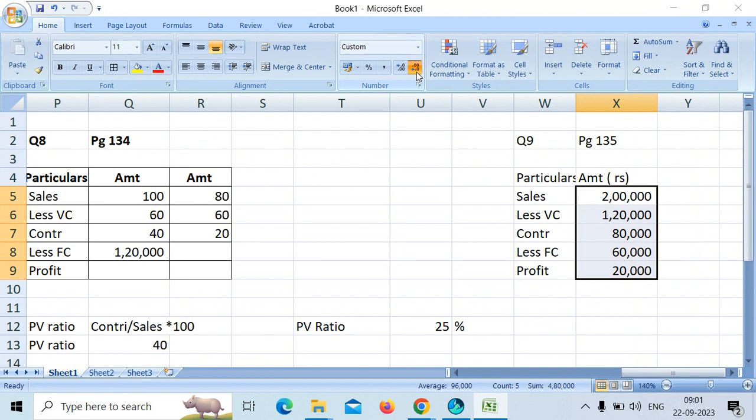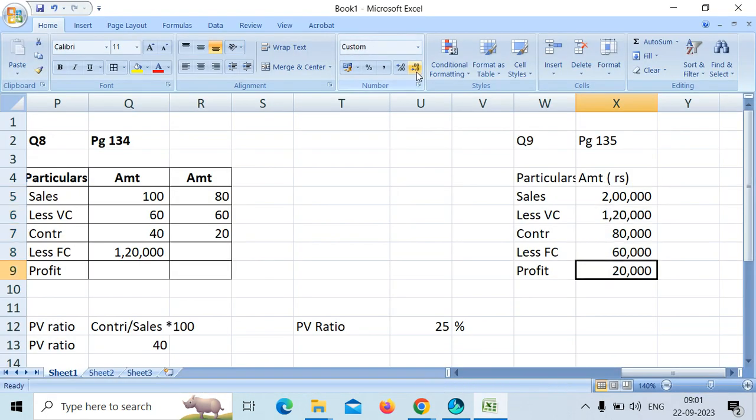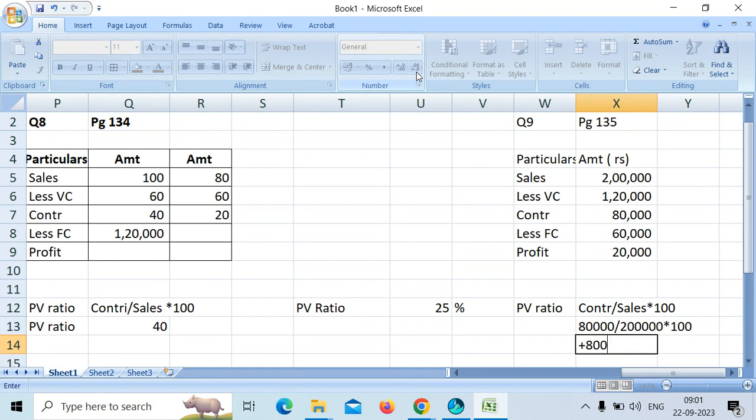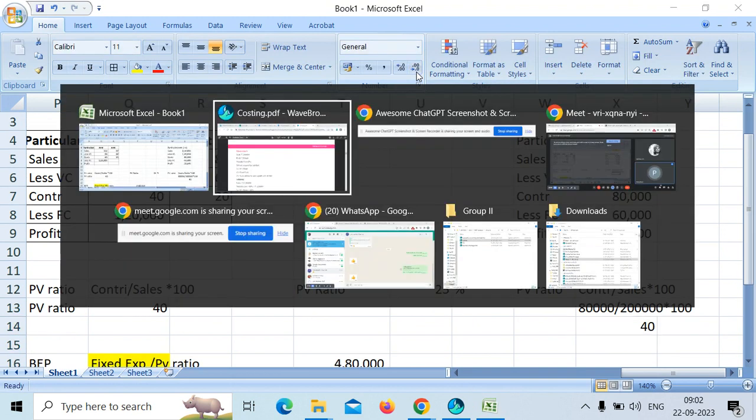Okay, now the next point. They are asking me to answer PV ratio. Now, what will be the formula for PV ratio? PV ratio is contribution divided by sales into 100. So here, what is my contribution? 80,000. 80,000 divided by 2 lakh rupees into 100, that will give me 40%, that is PV ratio.